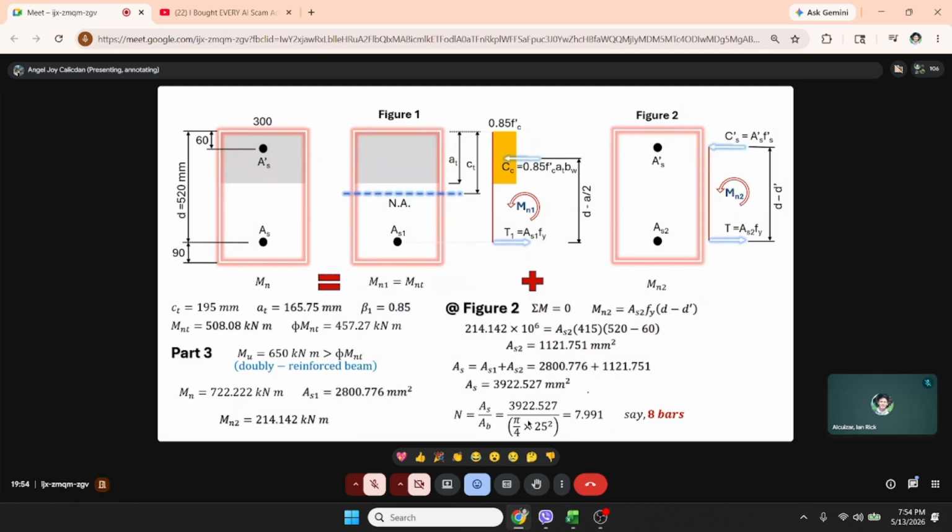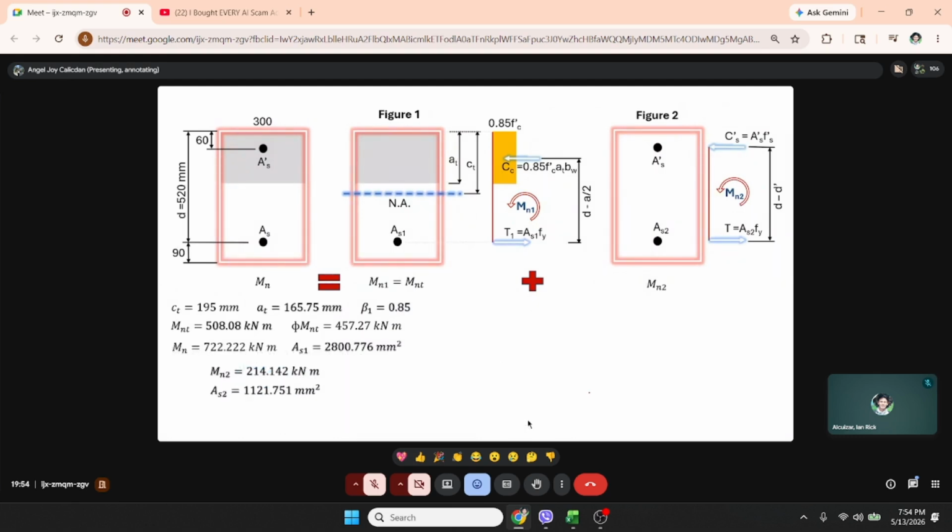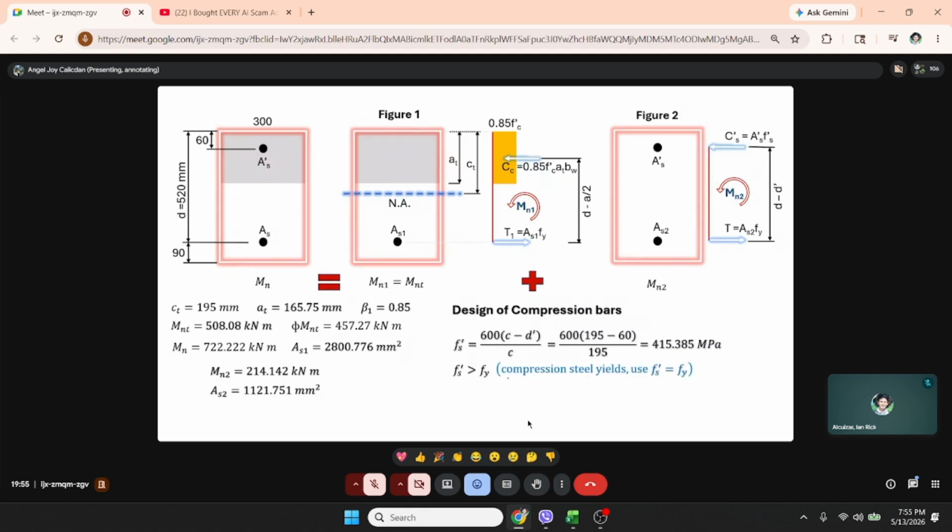But nakuha na nato compression bar since doubly reinforced, o i-check pa nato if nag-yield bagid ang compression bars. So to check, let's compute for Fs prime. And Fs prime is 415.385 MPa. So igo-igo lang jud siya na nag-yield. So use Fs prime equals to Fy.